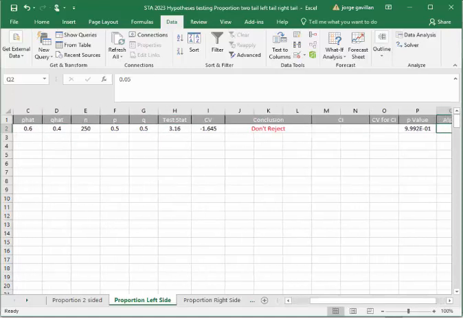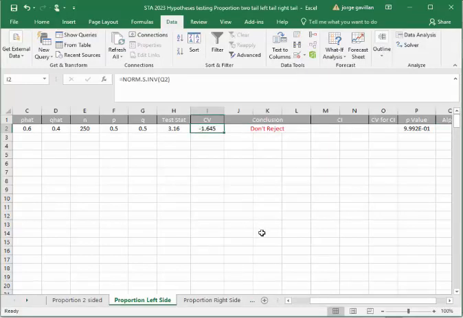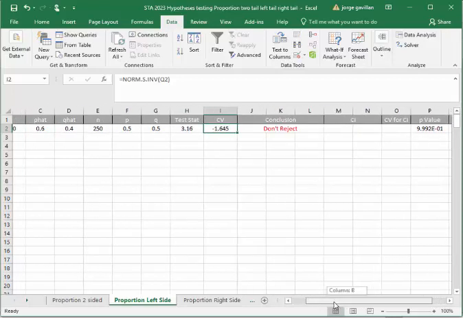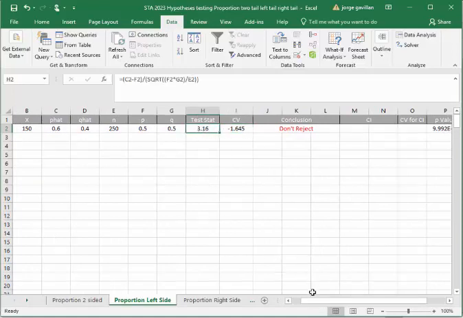Since this is a left side test, I want to make sure that we go back to our handout, and it says that our critical value for a left side or left tail test is negative 1.645, since we're looking at the left tail of the bell curve. And that's exactly what I typed in there, negative 1.645, based on the 5% alpha. The next thing that we're going to do is calculate our test statistic, which we're going to compare to the critical value.